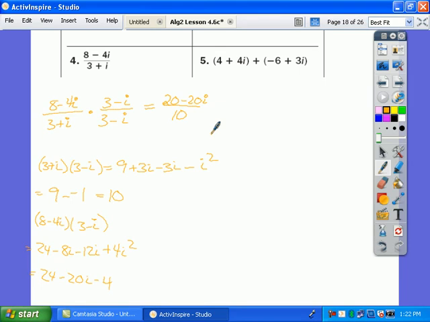Now for my class, I am generally very content with this answer. However, you guys should see that this actually can be broken apart a little bit farther. I wouldn't expect you to do this, but you should see how this would work.